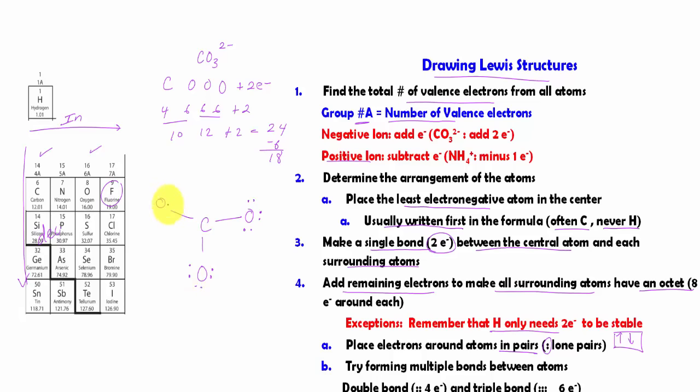And the same thing in this case, it has 2 and only needs 6 more. 1, 2, 1, 2, 1, 2. So all the oxygen atoms surrounding the central carbon have an octet. And we have used 6, 12, 18, which gives us a total of 0 left. Now, all the surrounding atoms have an octet, except if we look at carbon, it only has 2, 4, 6. So what are we going to do?